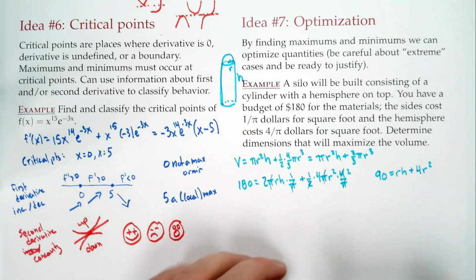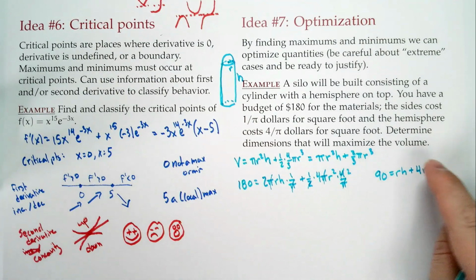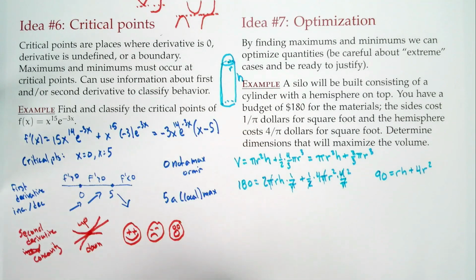Now, what happens next? Well, our ultimate goal is we want to solve for volume. And in order to use our tools, we have to get down to one variable. Right now we have two. We have R and H. But this gives us a constraint on R and H.